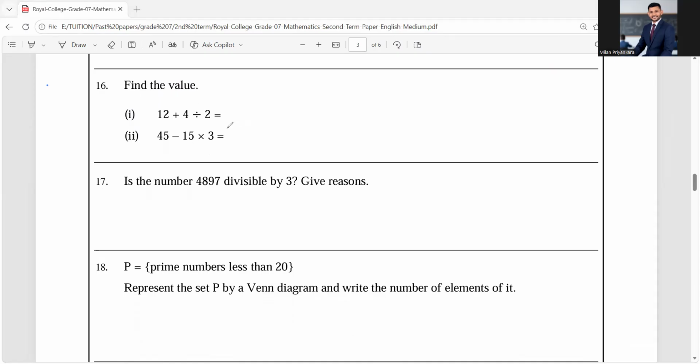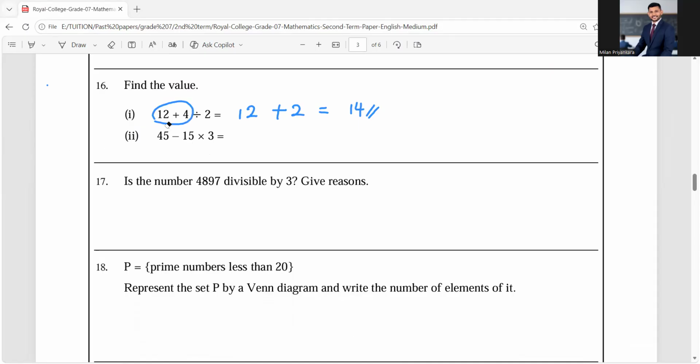Okay, 16. Find the value. Now you have two terms, right? Here you have one term, here you have the other term. When you have this, you have to simplify everything within the term first. 12 has nothing to do within the term. So here 4 divided by 2 is 2, then 12 plus 2 is 14, and that's your answer. If you add before dividing, that's wrong.